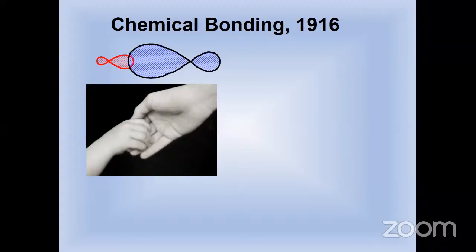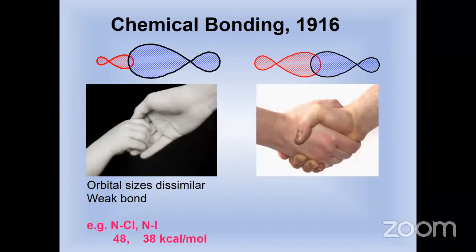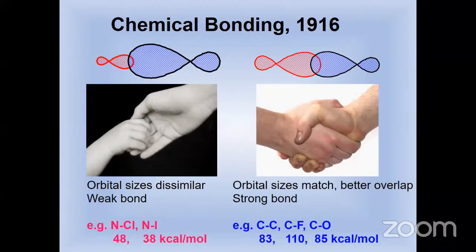And indeed, if you look at a bond between a small atom and a large atom, such as nitrogen and iodine, the bond strength is only 38 kilocalories per mole. On the other hand, if the orbitals are of comparable sizes, the bond can be good because the handshake is strong. And such a bond, for example, between carbon-carbon, carbon-oxygen, carbon-fluorine, and I'm talking only about the single bonds, they are at least twice as strong as these weak bonds.